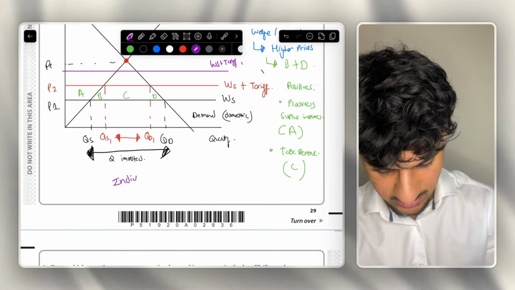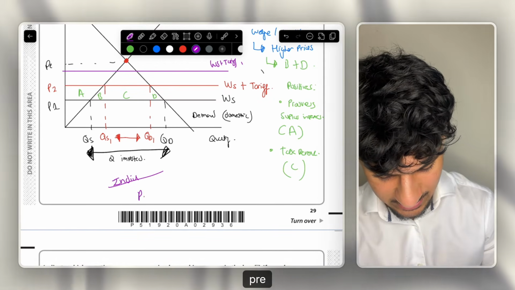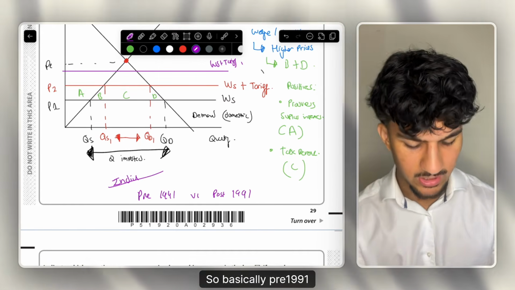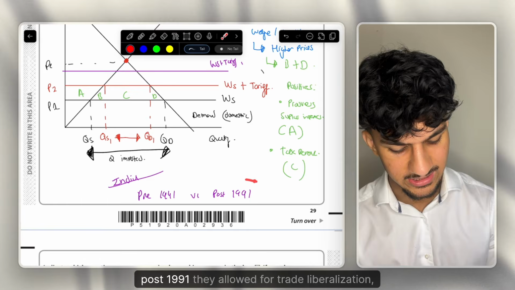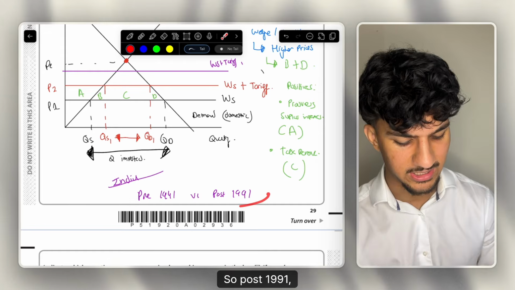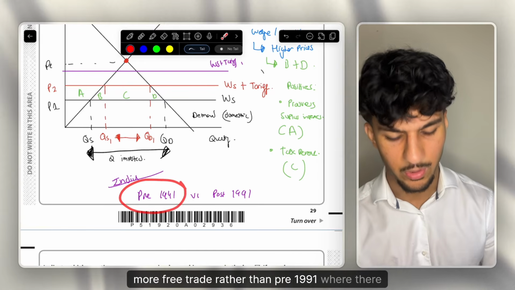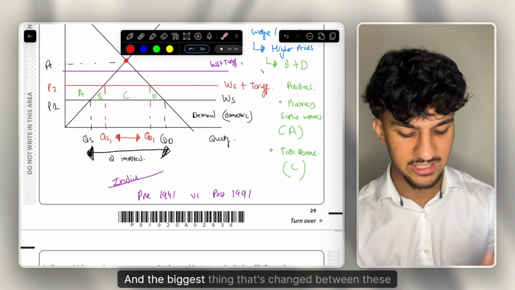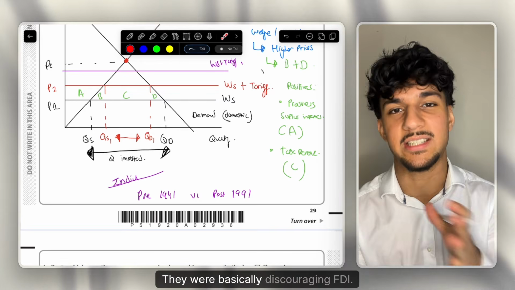India again. India is obviously a massive developing economy. It's doing very, very well. Pre-1991 versus post-1991. Pre-1991, India was very protectionist. They implemented lots of protectionist policies, but post-1991, they allowed for trade liberalisation, privatisation, things like that. So post-1991, basically in the modern day, they adopt a lot more free trade, rather than pre-1991, where there wasn't much free trade, meaning that they were almost a very closed economy. The biggest thing that's changed between these two times is the FDI. There wasn't much FDI in India, since they were basically discouraging FDI.